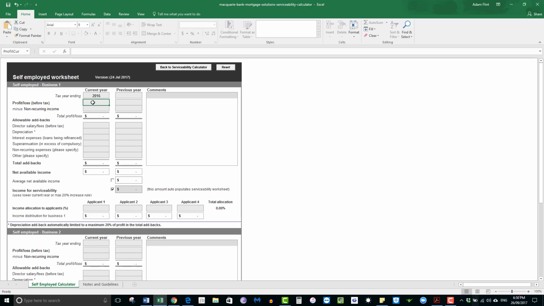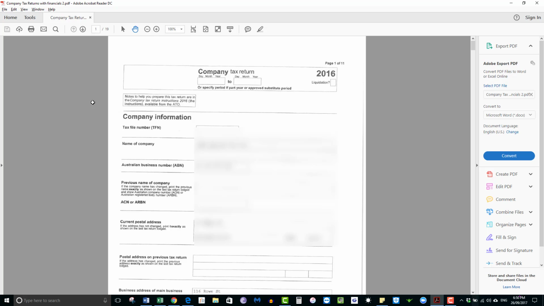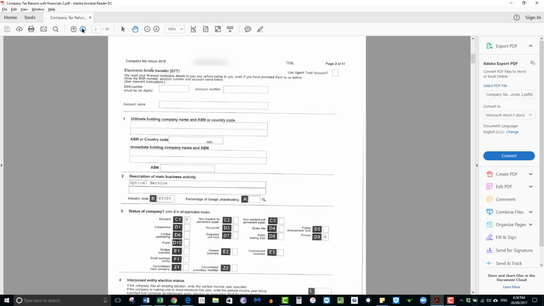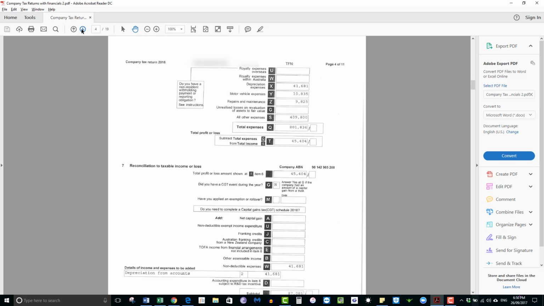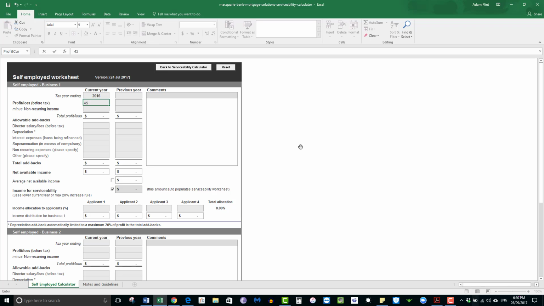The next field, profit and loss before tax, we need to go back to the return and scroll through to find the total profit or loss on the tax return. The figure is $45,404 in this example, and what we'll do is we'll carry that back into the serviceability calculator.